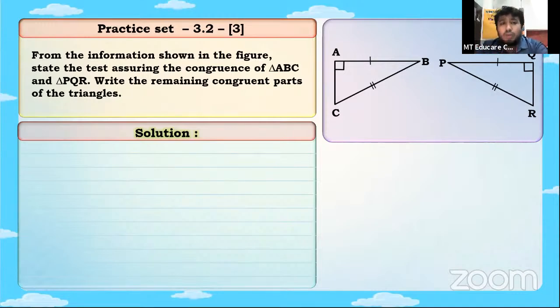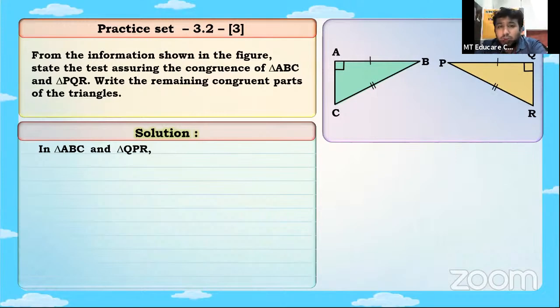And after proving two triangles congruent, write the remaining congruent parts. We know whenever the triangles are congruent, there are 6 elements, 3 sides and 3 angles. We have to write all the remaining congruent parts. So students, first we are going to prove the triangles congruent. In triangle ABC and triangle QPR, observe the figure carefully, students. We have to write the names correctly as per one-to-one correspondence.